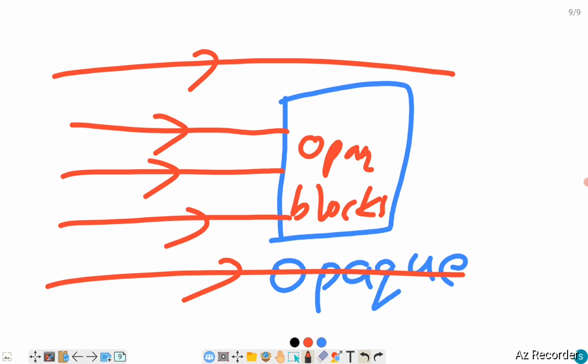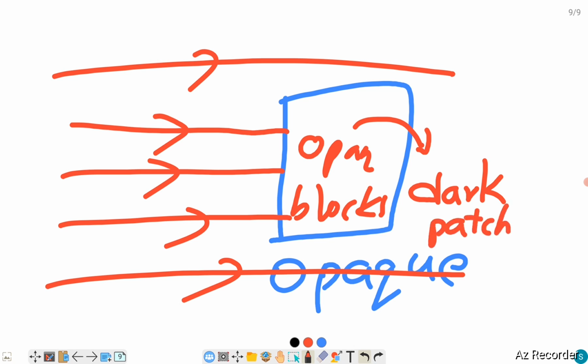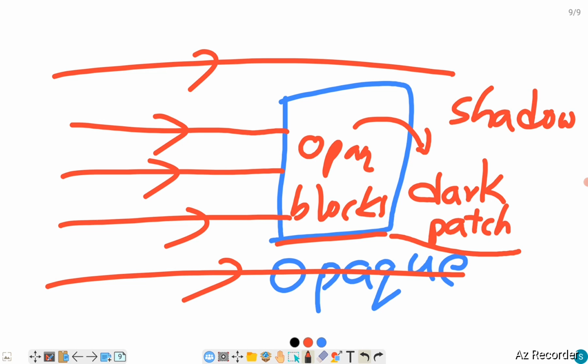Now when this light is blocked, behind this there will be a dark patch formed. This dark patch is called shadow. Understood? When there is an opaque object placed in the path of the light, a dark patch is formed behind that object. That dark patch is called a shadow.